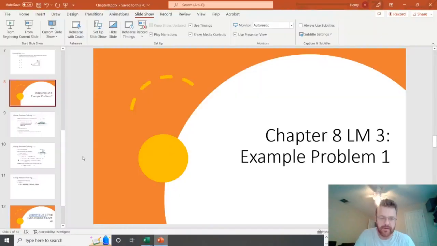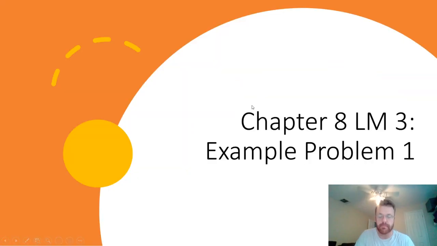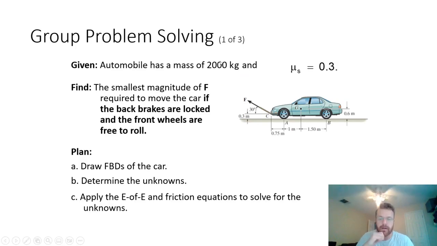So in this video, we're going to look at our first actual full example problem involving a case of static friction. We're given a car, and we're told its mass and the coefficient of static friction between the wheels of the car and the surface of the road. We're told that we're pulling it at a 30-degree angle, and we're curious to find the smallest magnitude of the force F that needs to be applied in order to move this car if the back brakes are locked and the front wheels are free to roll.